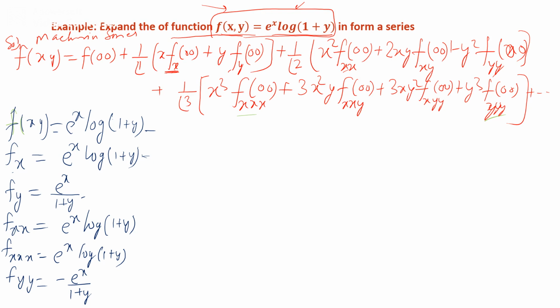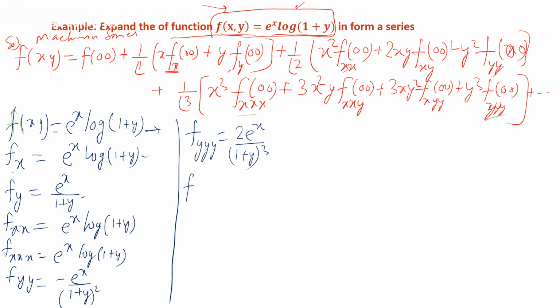Here we write f_yyy, the third derivative with respect to y, we get 2 e raised to power x upon (1 plus y) whole cube. Okay, now we also require f_xy, which means we take just one more derivative of that function with respect to y. So what we get is f_xy, e raised to power x upon 1 plus y.